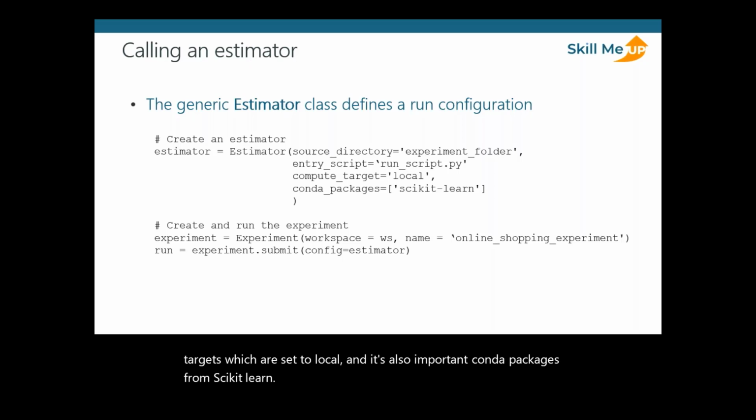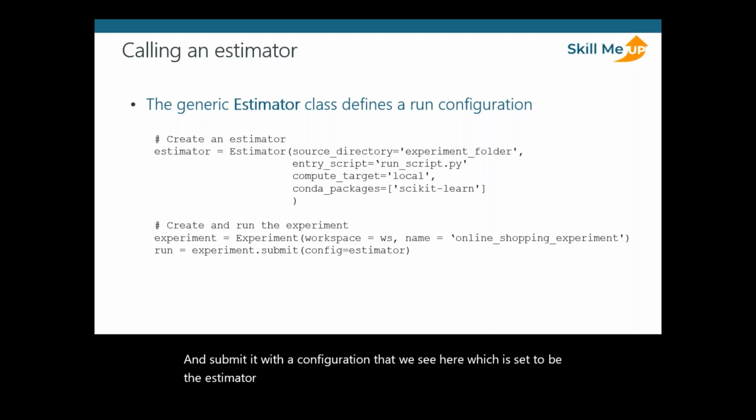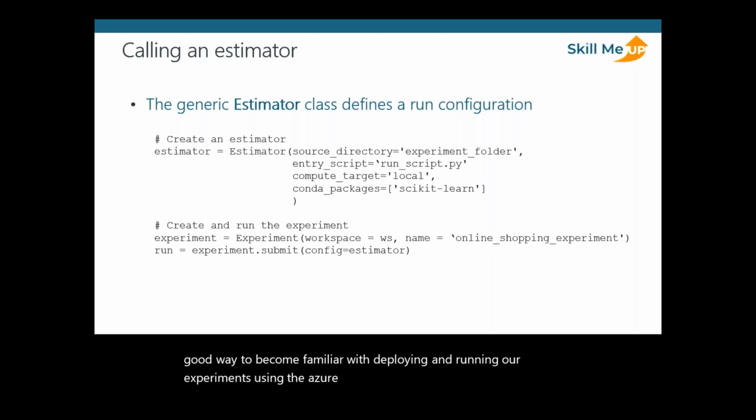The second part of code is about creating and running the experiment. What you see here is that we have the experiment, which uses the workspace, which is set to the variable ws, and the experiment name is called Online Shopping Experiment. We can then run the experiment and submit it with the configuration that we see here, which is set to be the estimator configuration. So the code itself is very readable, and it's a good way to become familiar with deploying and running our experiments using the Azure Machine Learning SDK for Python.